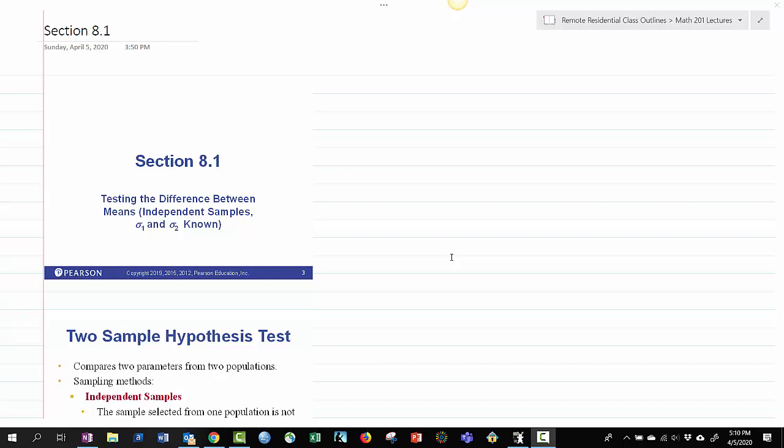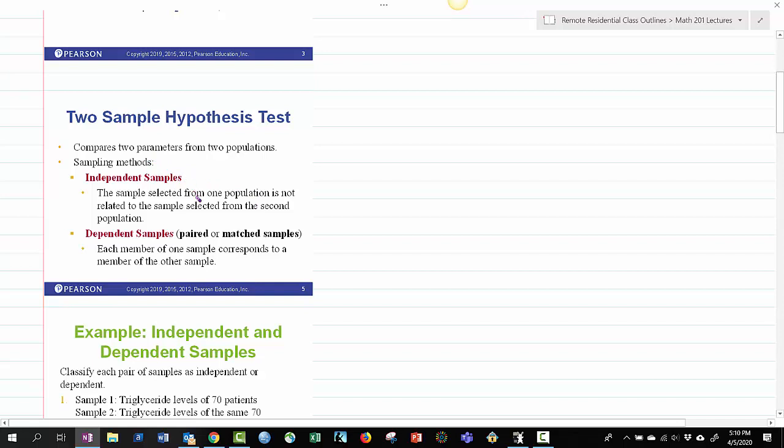And in 8.1, like in the beginning of Chapter 7, we're going to do it for situations where the standard deviations of the populations are known. This is called a two-sample hypothesis test because you're going to have two samples, one for each mean. Since we're comparing two parameters, in this section the parameters are two means. We're going to assume that the samples are independent, all right?